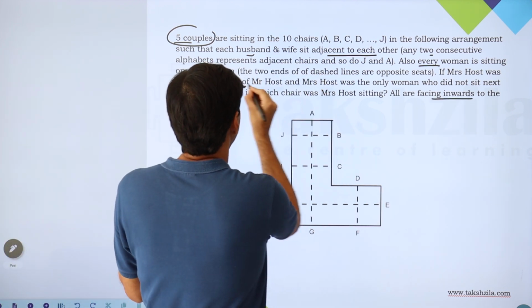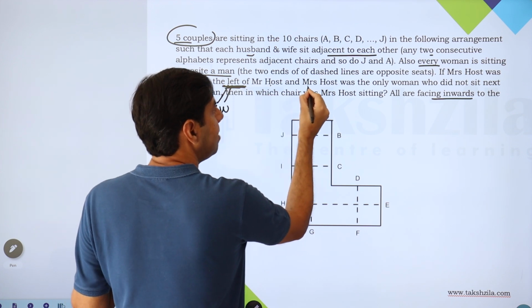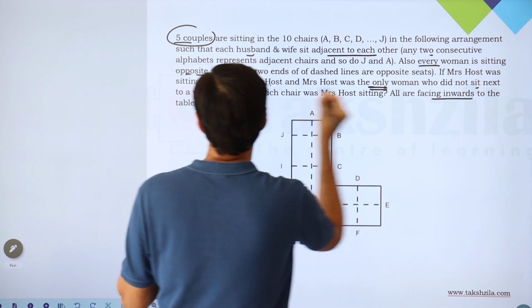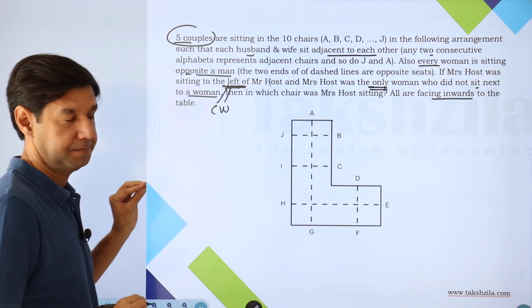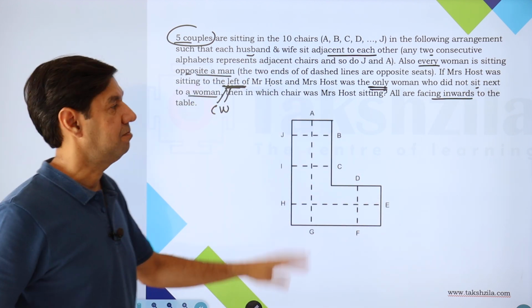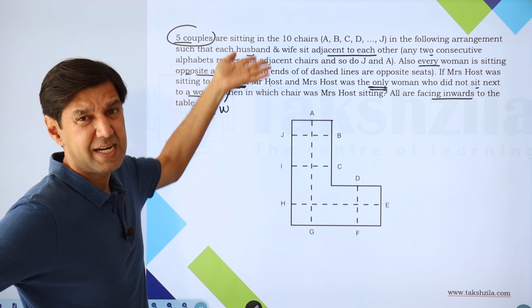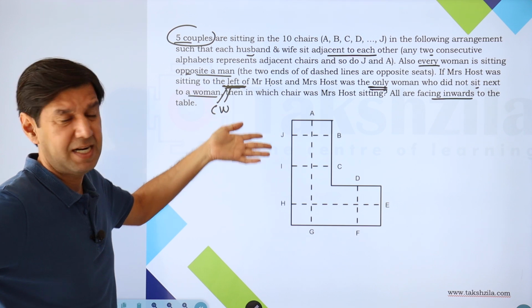And to the left of Mr. Host, and Mrs. Host was the only woman who did not sit next to another woman. Then in which chair was Mrs. Host sitting? Try it out, students. There's nothing much here. The data is very easy to understand, right?